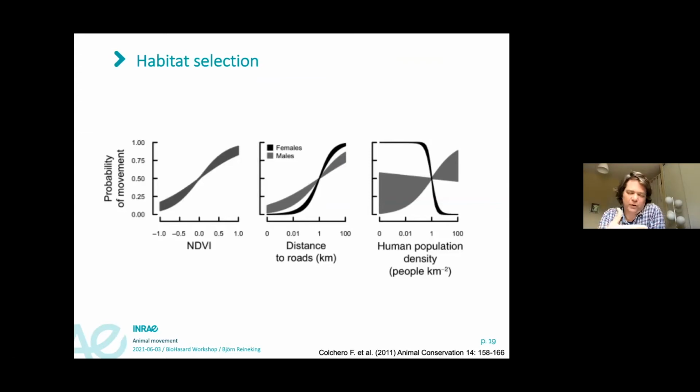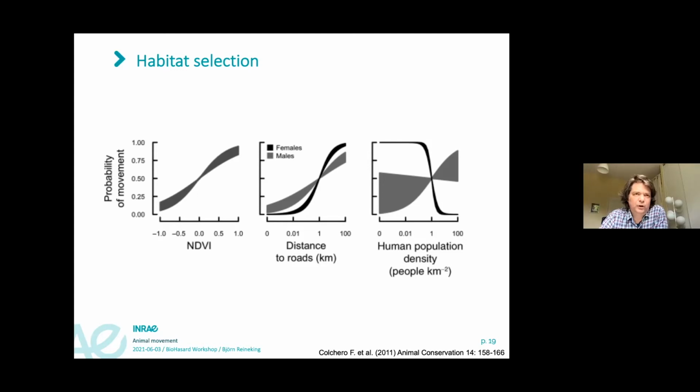So this is the first type of output that we get from a step selection function. It tells us how much the animals prefer or avoid certain environmental conditions. Here they tend to prefer areas with a high NDVI, which is a variable derived from remote sensing that is a measure of greenness. So the animals tend to go to areas that are greener. They tend to avoid roads, so they prefer areas that are far away from roads. And in particular, the female jaguars tend to avoid dense human population areas. This is the first type of output that is interesting for ecologists, to see what kind of environmental conditions are preferred or avoided.